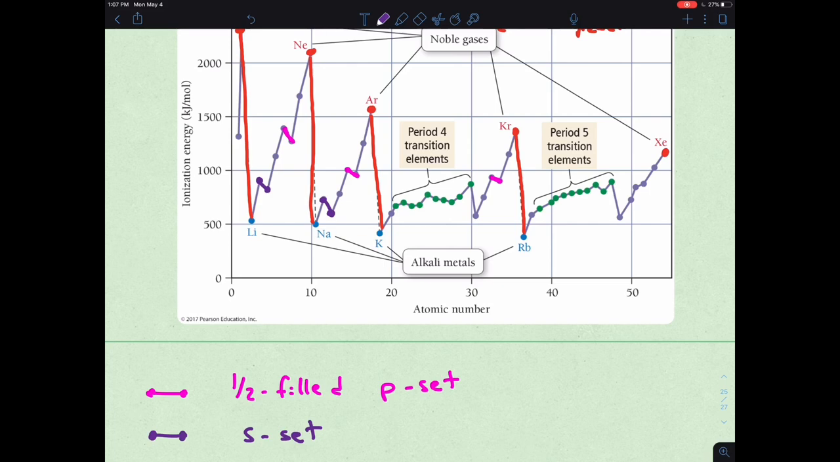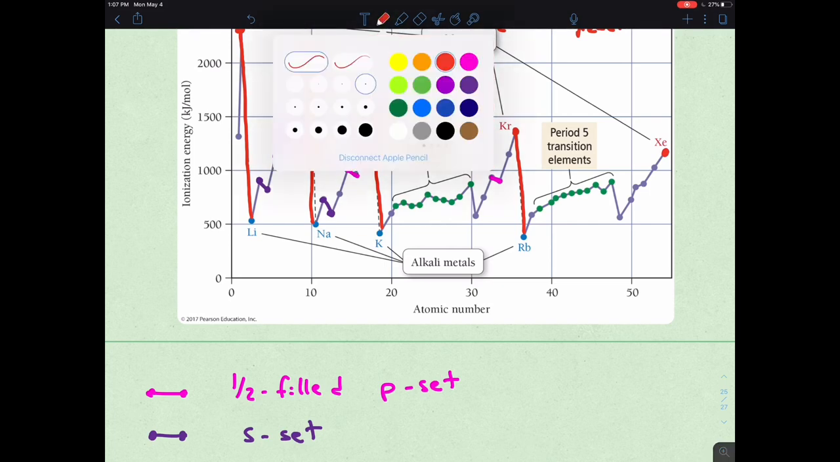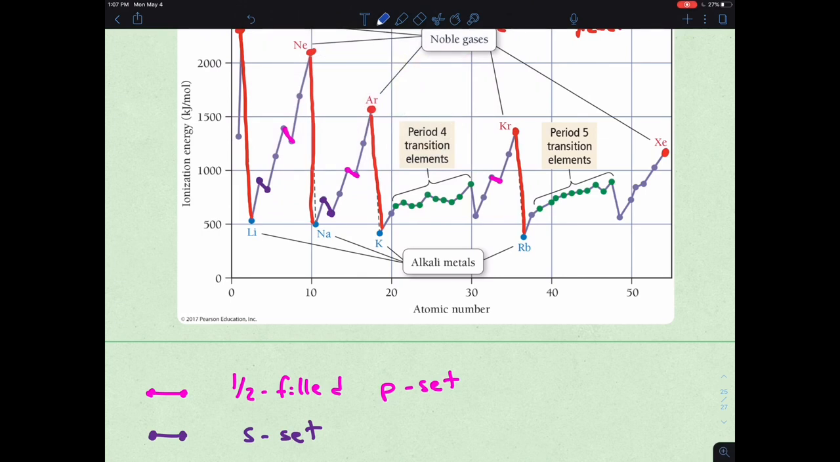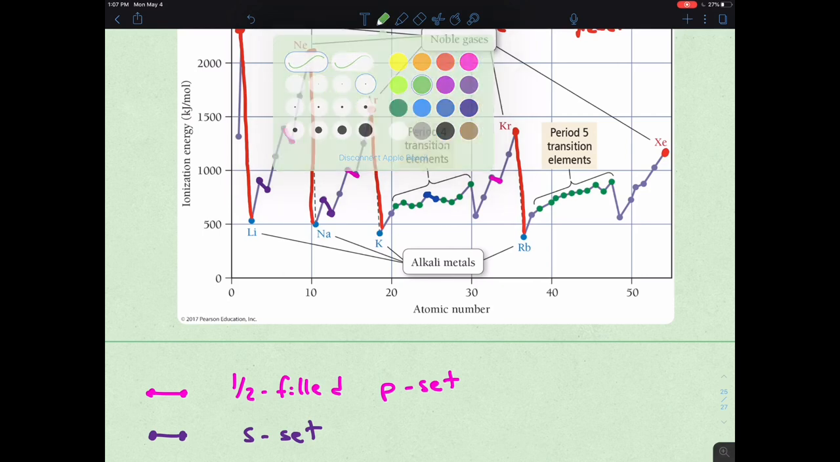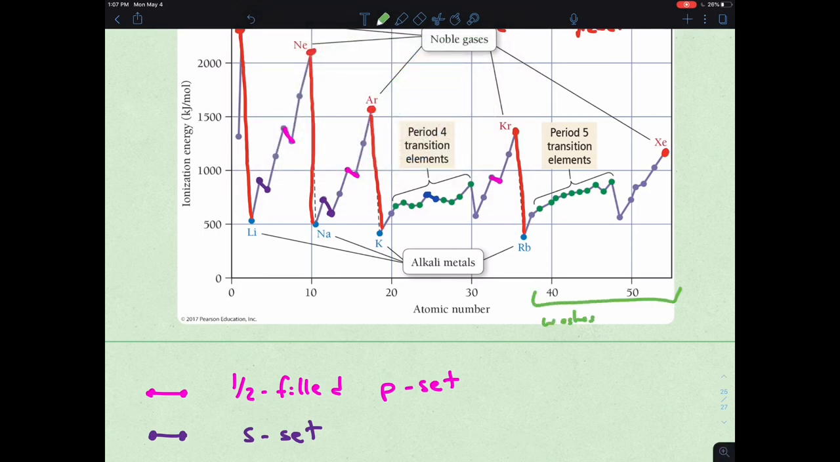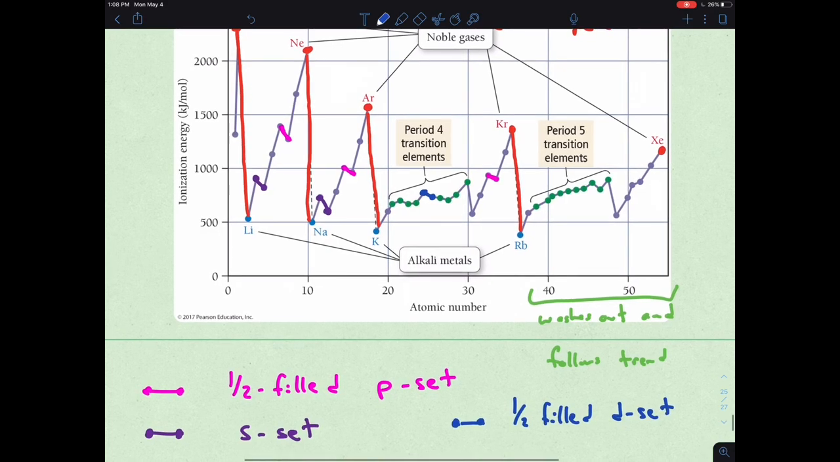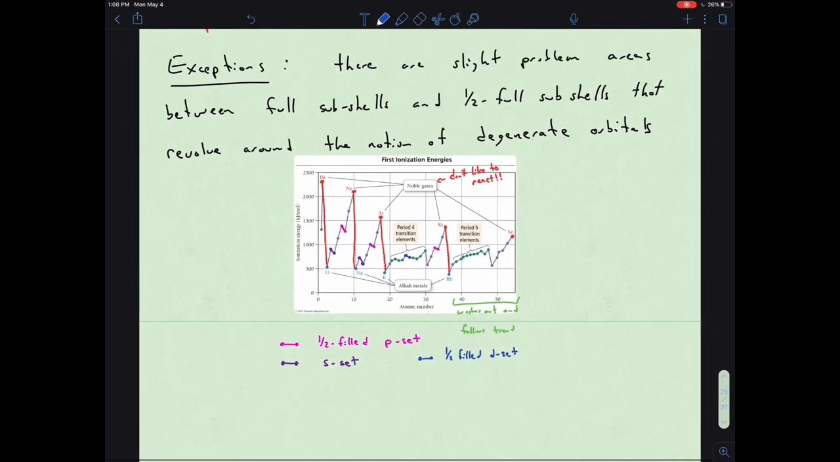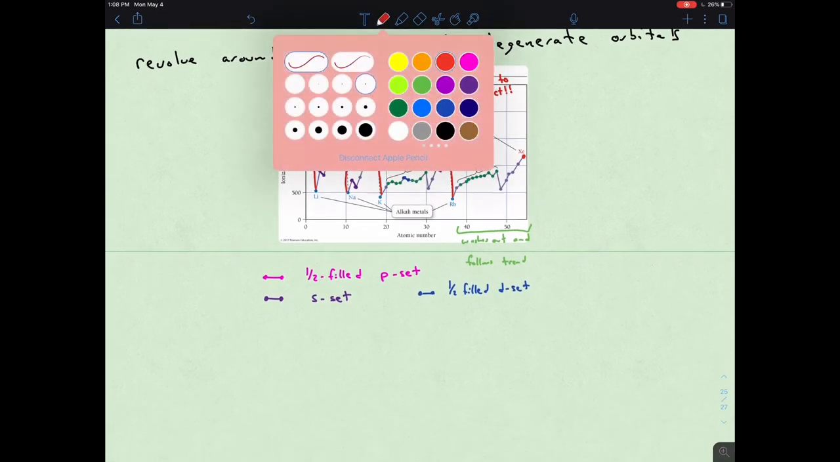And we see another drop occurring with the transition metals right in this area here. It's right in the middle. Again, we see that in the first place, and then everything on the right is kind of a washout and basically follows the trend. So there are a couple of problem pieces, and what it's talking about is the notion of these degenerate orbitals. And so it can become harder than we would expect to lose electrons from these particular states.